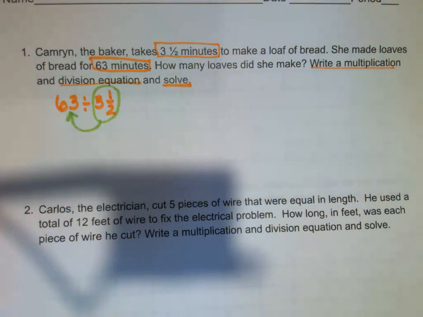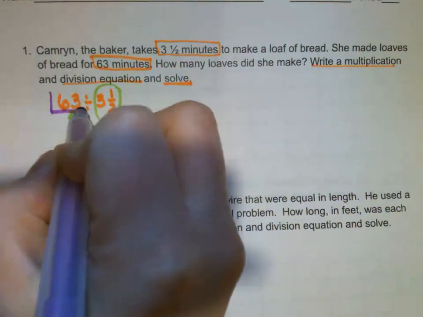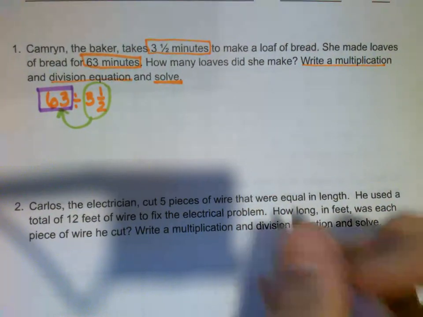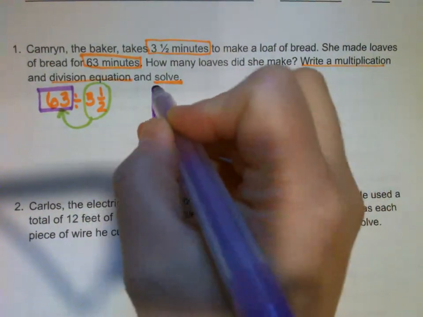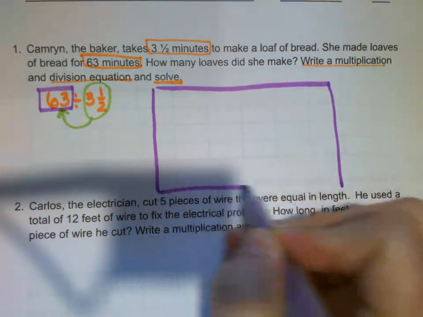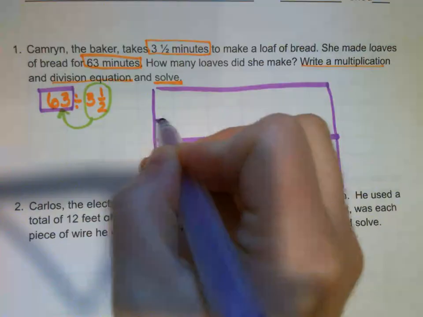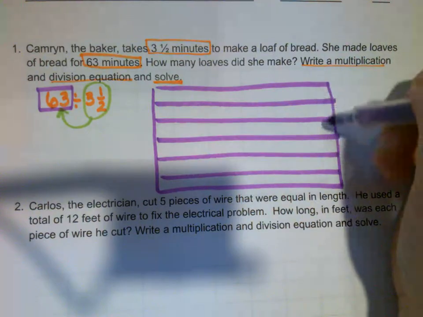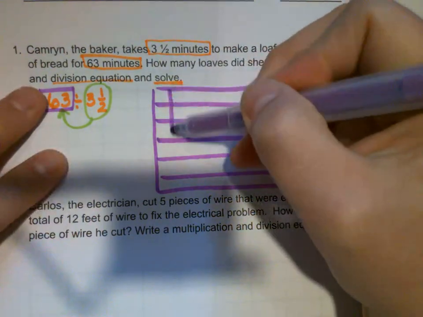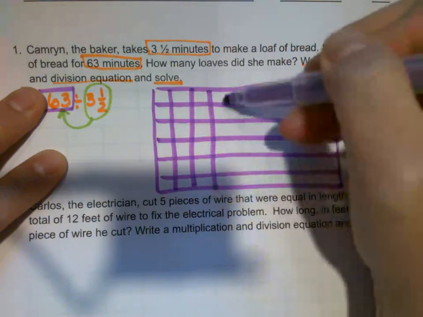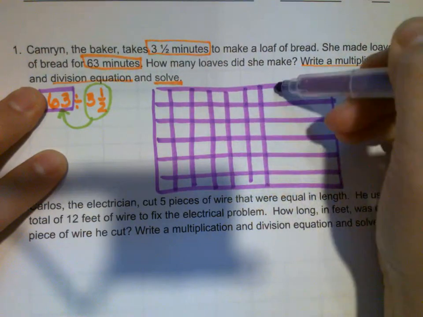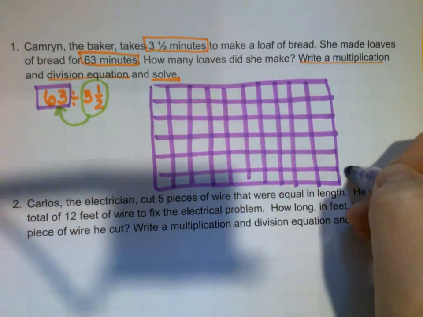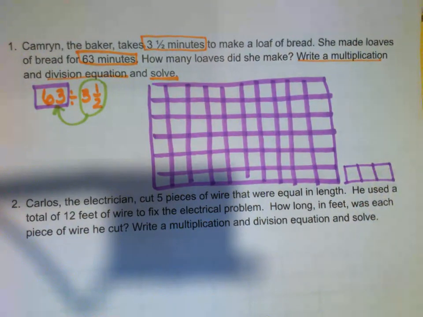Now, a great way to start whenever you have the division problem is to always start by drawing the dividend. So I'm going to start by drawing 63. And 63 is a lot to draw, so I'm going to actually do it in groups of 10. So I'm going to do 6 groups of 10. So right now I'm making 6 rows. All right, there's 1, 2, 3, 4, 5, 6 rows, and then I'm going to break these into 10. So 1, 2, 3, 4, 5, 6, 7, 8, 9, 10. Now that's 60, and then I need 3 more. All right, there I've got 63.